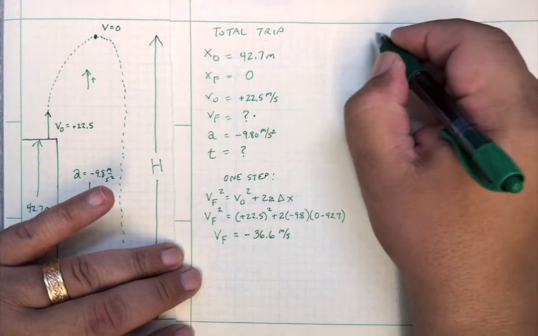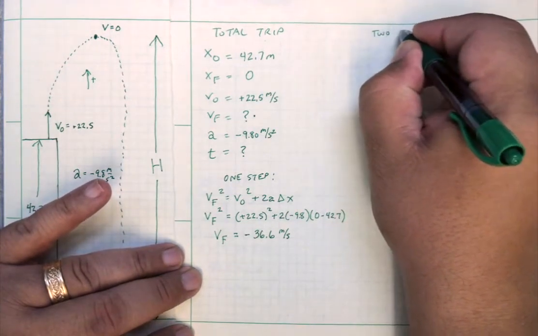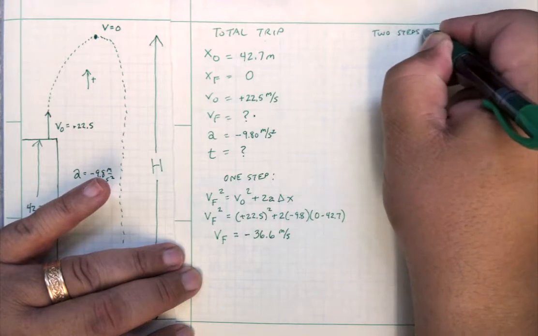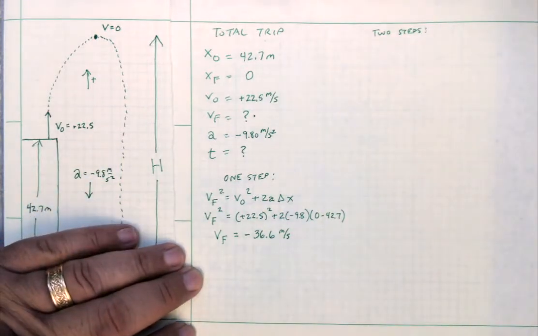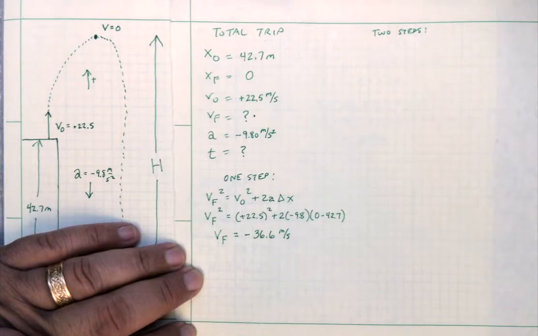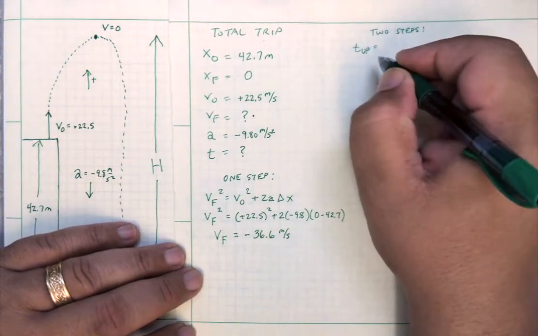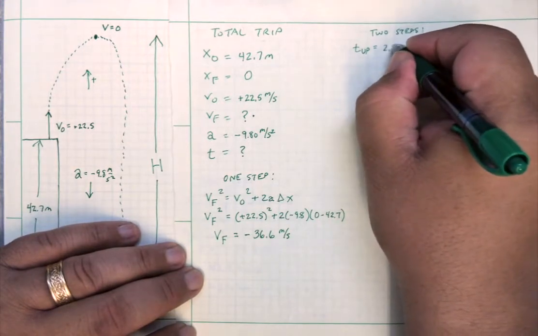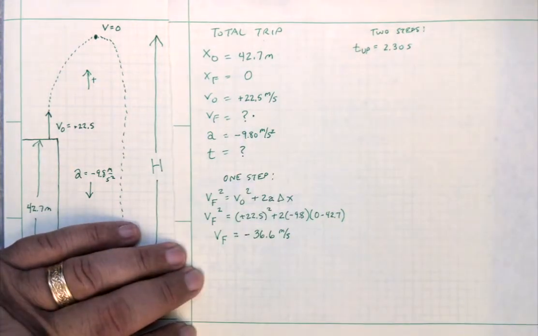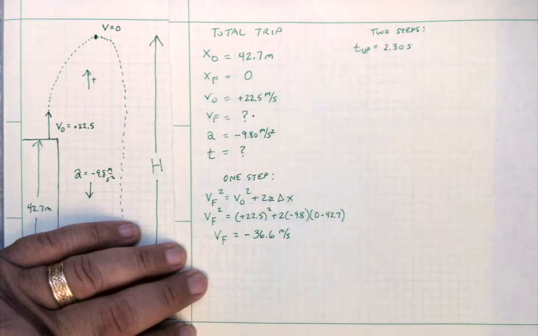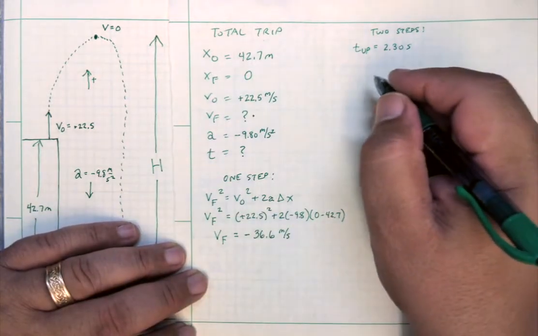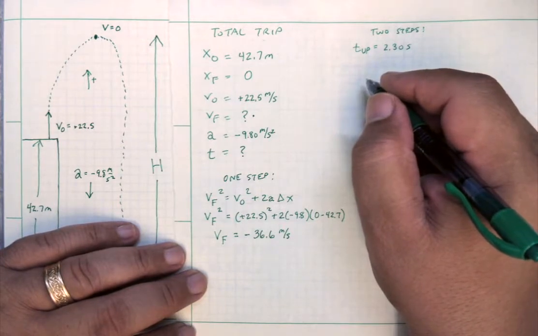Just as before, it is entirely possible to solve this problem in 2 steps. It is a little more difficult because we have to calculate the total time in the air. Here's one way to do it. We know that the time up is going to be 2.30 seconds, which we determined in the earlier problem. Now we need to figure out the time down. And we can get that based upon the work that we did before.